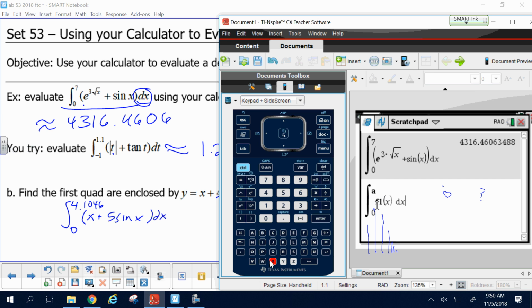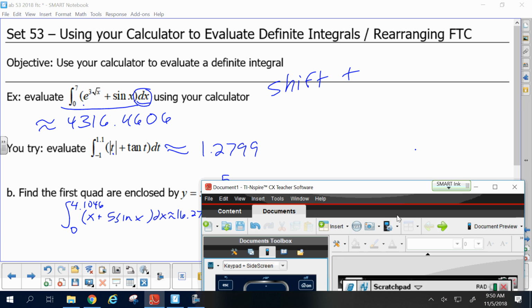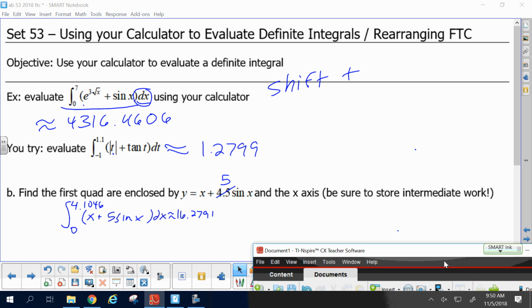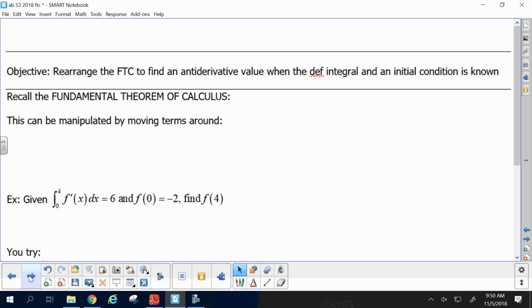Okay, so from 0 to A, the antiderivative, and the area is 16.2791 approximately. Do you agree? All right. So the skill there is to store a value, like a limit of integration, and use it later. Are we good? Can you do that? Okay, cool. Now let's move on to another idea.